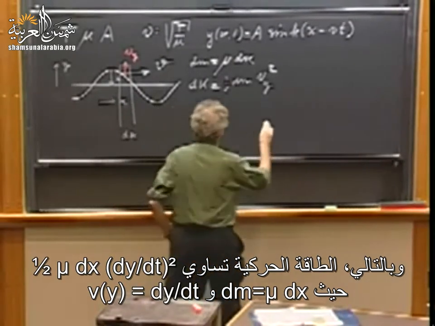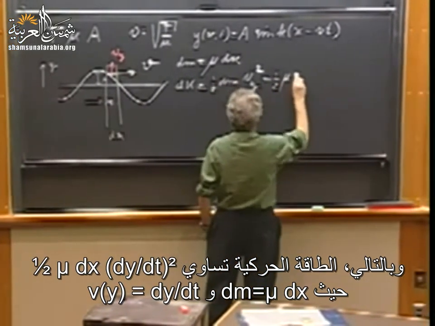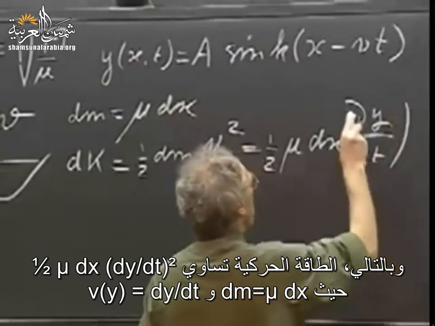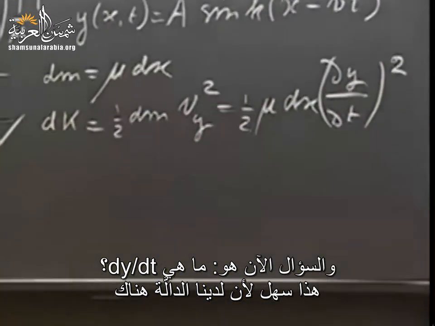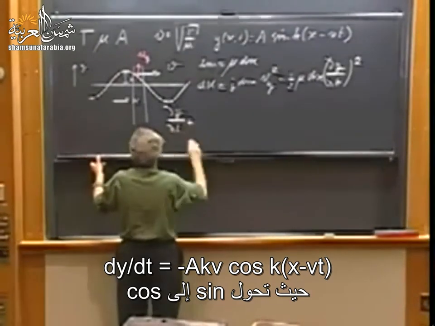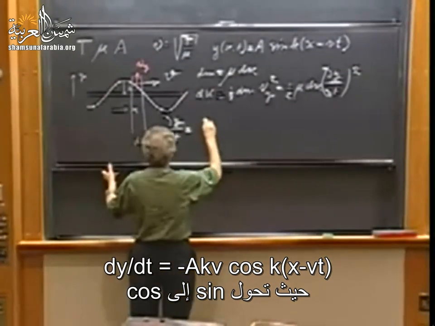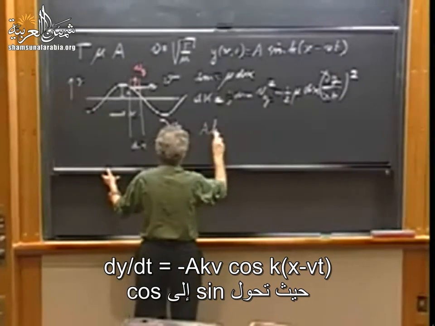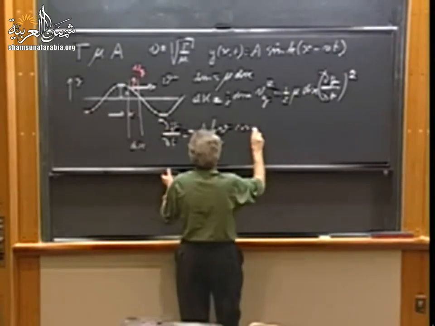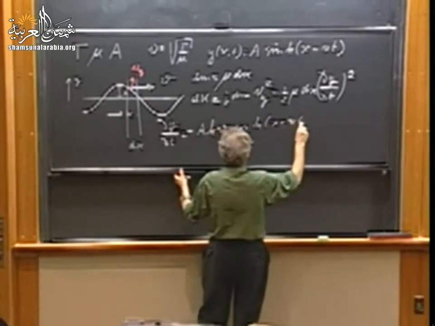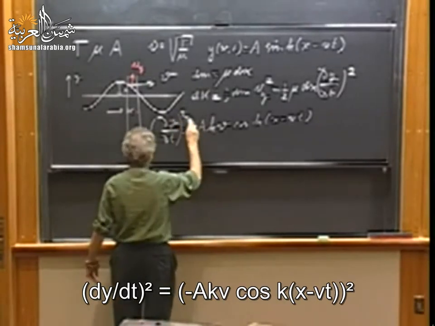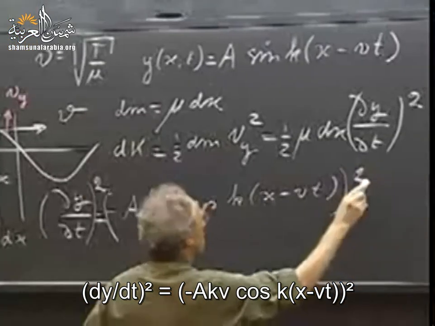So I can write for this 1/2 times mu times dx, and for v_y I can write then dy/dt squared. And so the question now is, what is dy/dt? Well, that's easy because we have the function there. So dy/dt equals, so first I get A, then out pops a k, then out pops the minus v, and then the sine becomes a cosine. Cosine of k times (x minus vt). But I have to square that. So I have a square here, and I get a square here.